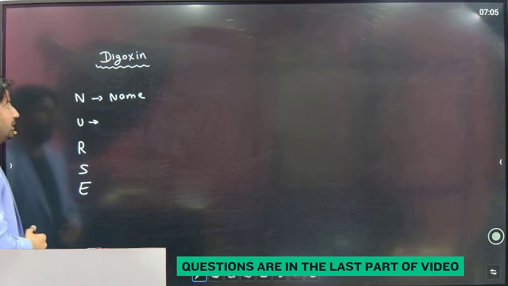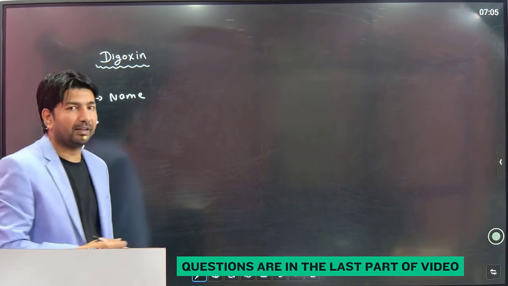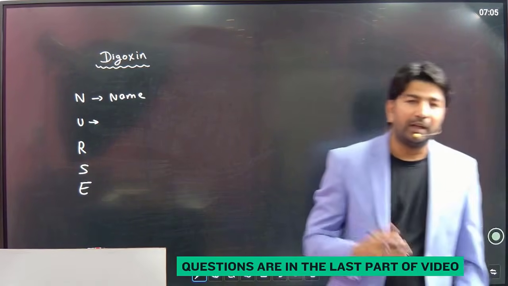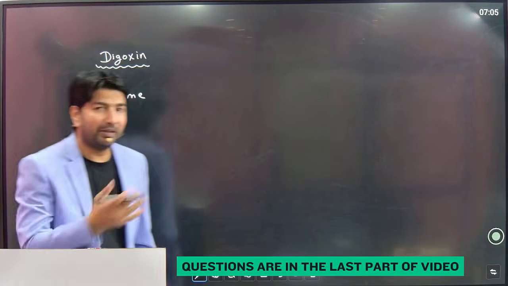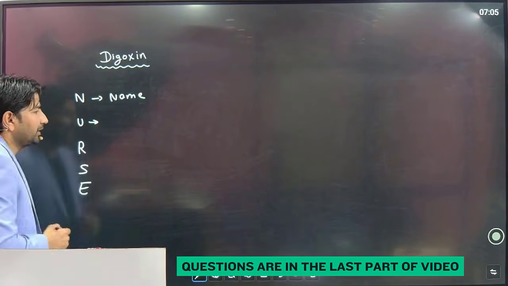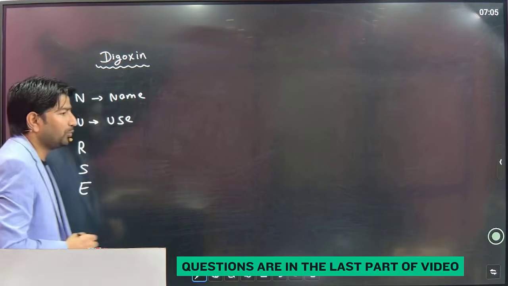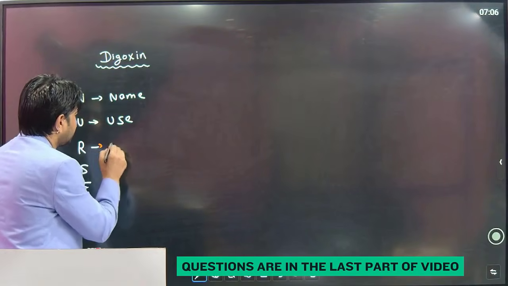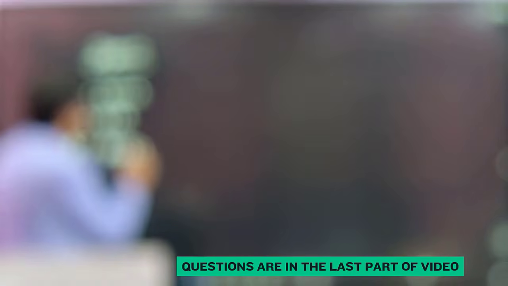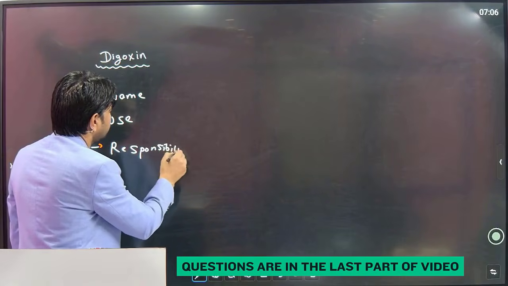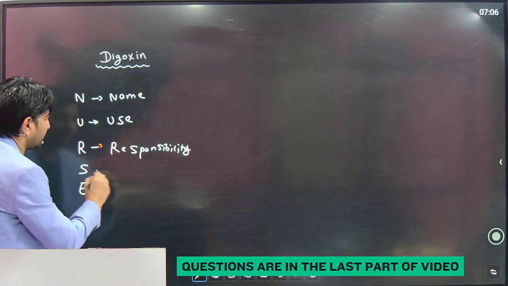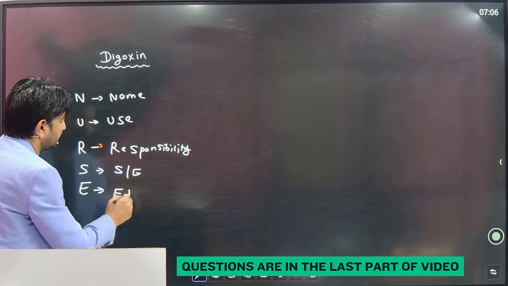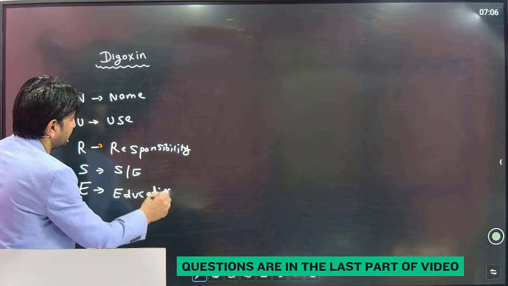For any drug, we should know its name and a bit more about its category and what it does. Regarding digoxin, it belongs to the cardiac glycoside category of drugs, and these are positive inotropic, negative chronotropic, and negative dromotropic drugs. Why this is so, we will discuss later in detail. From U for uses, we will see when we give this drug. We mostly give it in conditions of heart failure and atrial fibrillation. Then we have to study the nurse's responsibilities when the patient is taking digoxin. From S, we will see the side effects of this drug, and from E, we will see what health education we will give the patient.